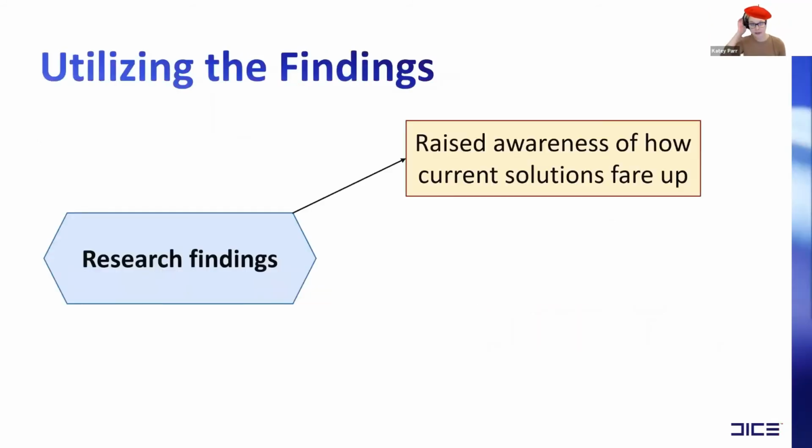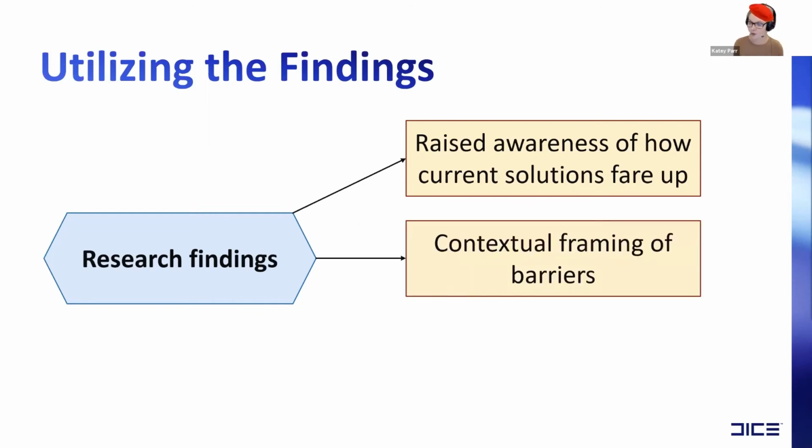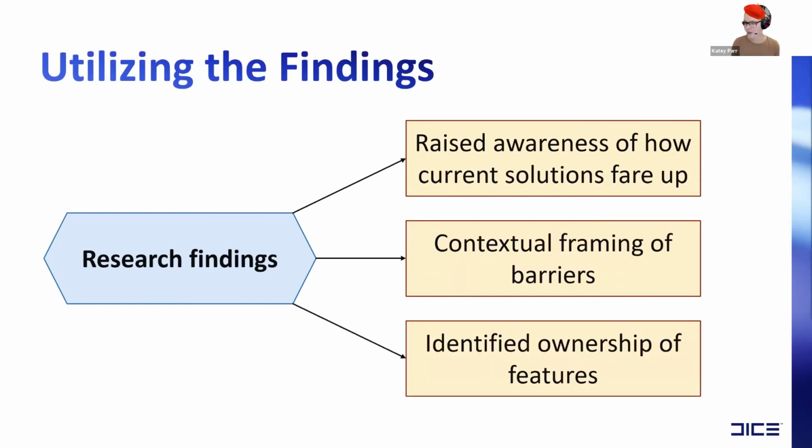Then we can talk a little bit about how the findings can be utilized. So you have all these amazing research findings. Now you can use them to raise awareness of how current solutions fare up with developers. You can talk about very specific scenarios of where a feature meets or doesn't meet a guideline recommendation and why that's a problem, which leads into it being very contextual and frames that barrier very empathetically to the rest of the developers. I think we're at a position now where us in production, we have empathy and want to have better accessibility, but we need help discovering how and where that can be improved. And then naturally that identifies the ownership, the stakeholders, as they all start coming out of the woodwork when we start talking about these actions.